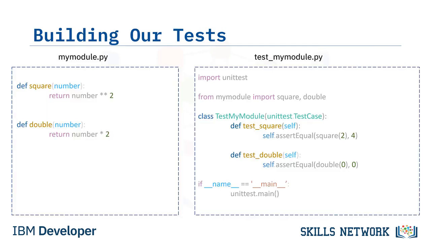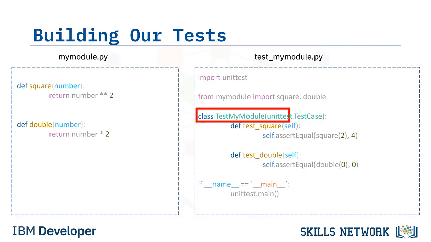Let us take a look at the test functions file and see how we can build our tests. First, notice that the name of the file has test appended or prepended to identify it as a unit testing file. This is a good naming convention. Next, we import the unit test library. Then we import the functions we want to test.